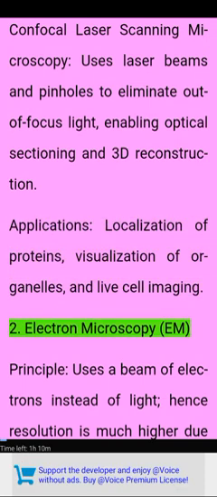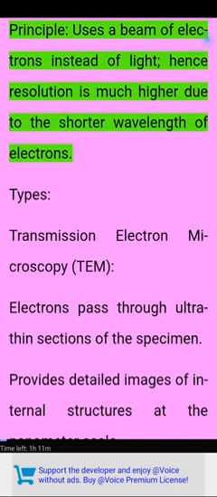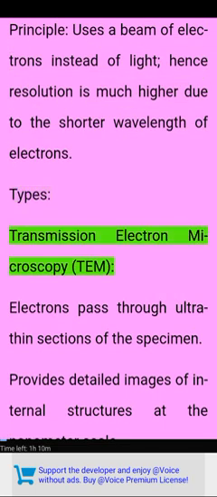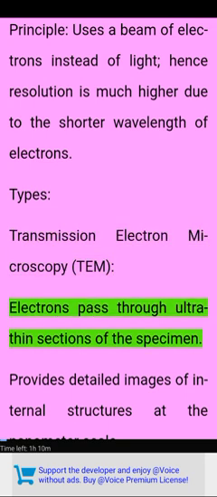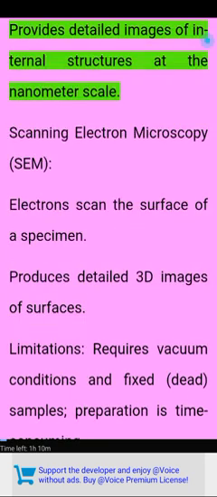2. Electron microscopy, EM. Principle: uses a beam of electrons instead of light, hence resolution is much higher due to the shorter wavelength of electrons. Types: transmission electron microscopy, TEM. Electrons pass through ultra-thin sections of the specimen. Provides detailed images of internal structures at the nanometer scale.